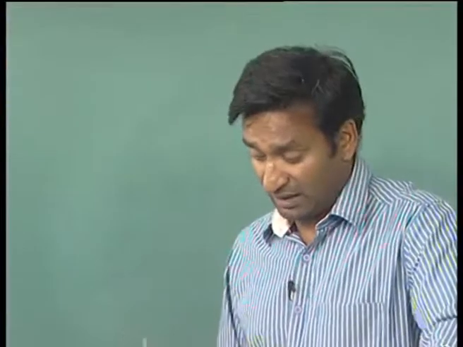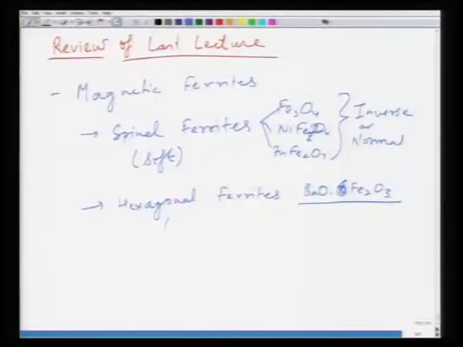So, based on the distribution of these iron atoms, you get a net magnetization. This material is highly anisotropic, and as a result it is called a hard magnet. So, this is a hard magnet.